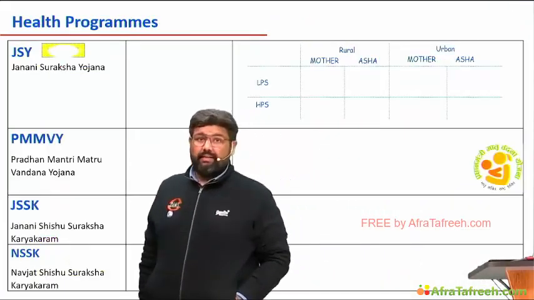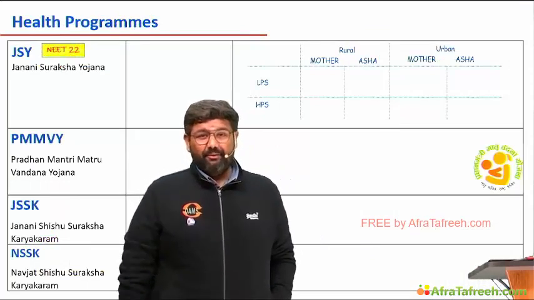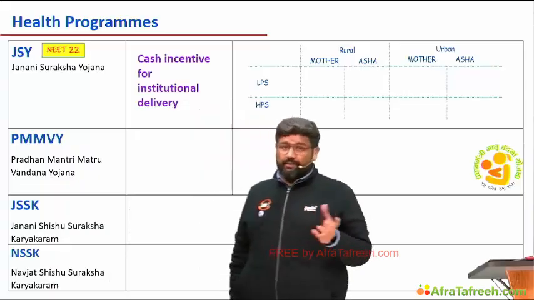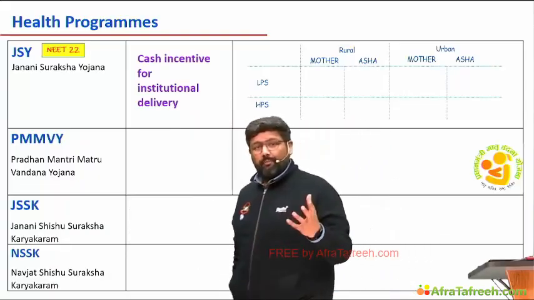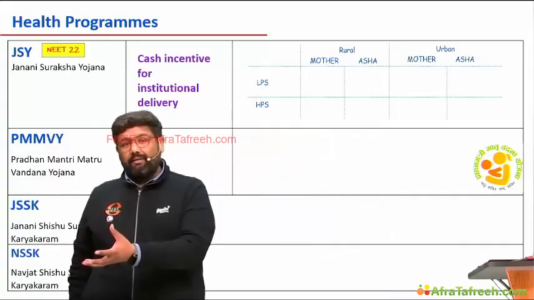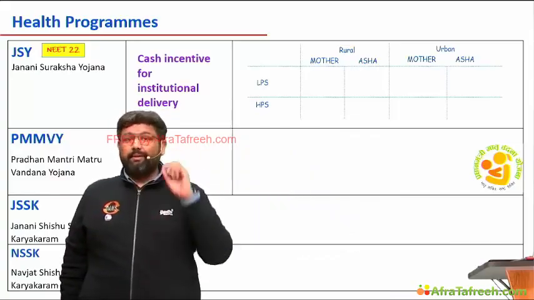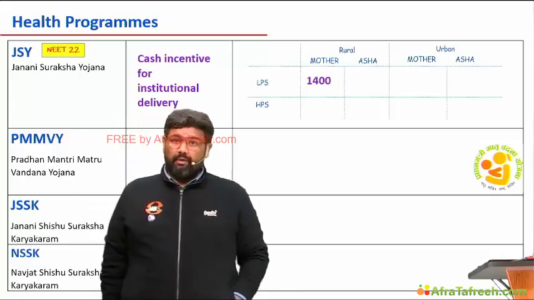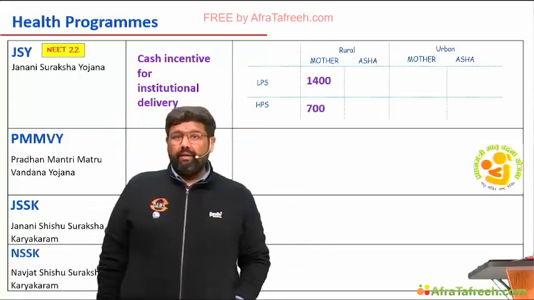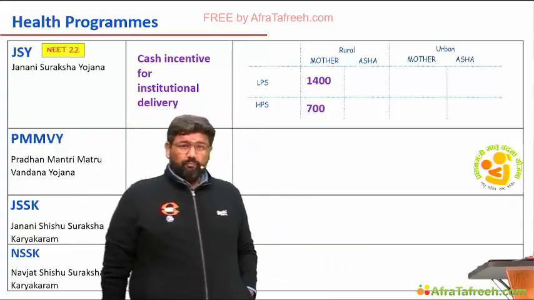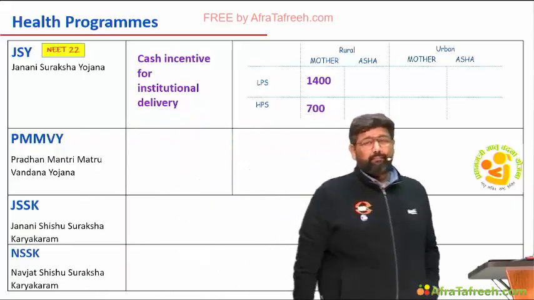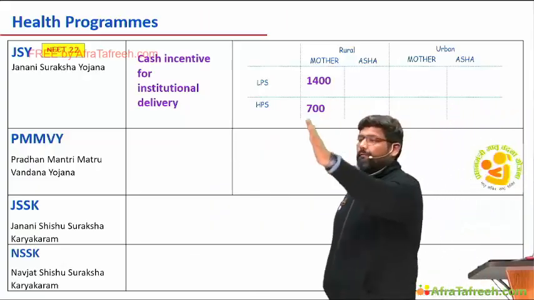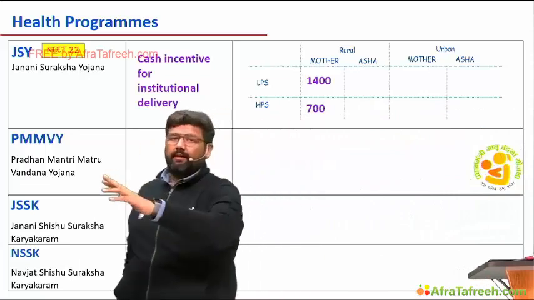Now JSY. JSY is your NEET PG 2022 question. Cash incentive given to promote institutional delivery. We want pregnant women to come to the hospital and deliver there rather than at home. For this purpose, we are giving cash benefit. If she is from rural area, low performing state, she gets 1400, and if she is from the high performing state, she gets 700, right?